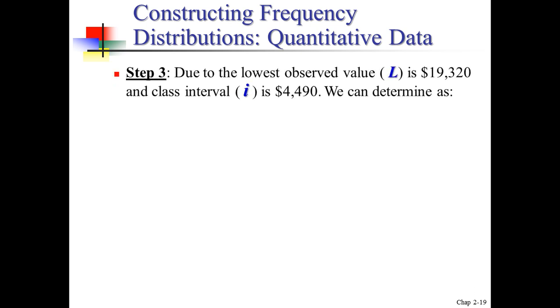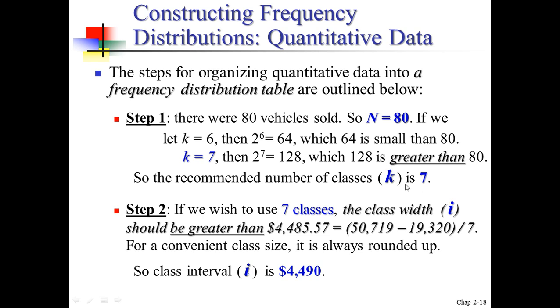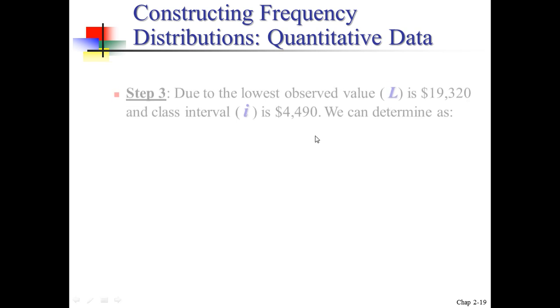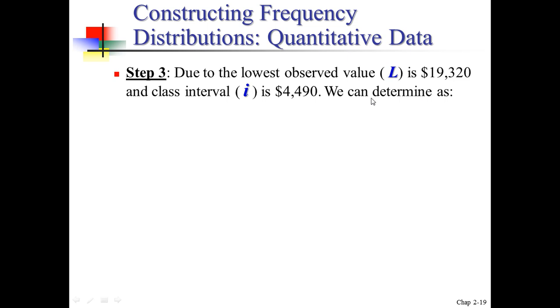When you know I, you need to find the class limits. The class limit should be L1, because we have k up to 7. That's why the class limits must have L from 1 to 7 and H also from 1 to 7. The lowest observed value, the cheapest price of a car sold last month, is 19,320, and the class interval that we just found from step 2 is 4,490.